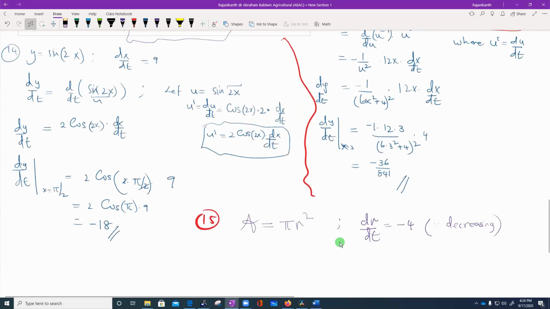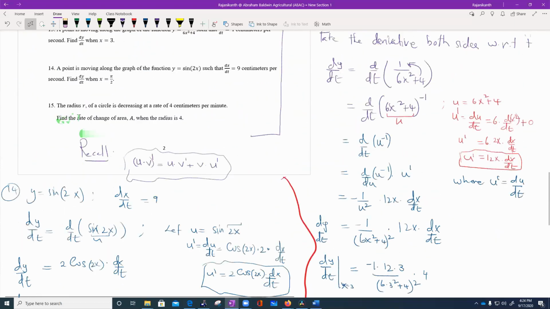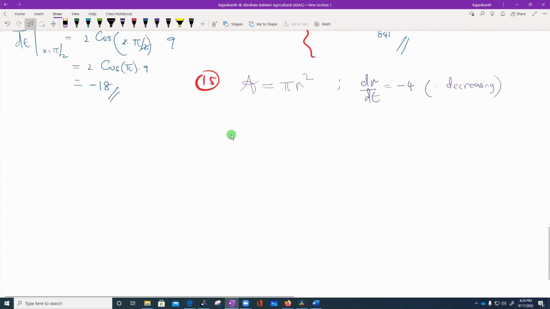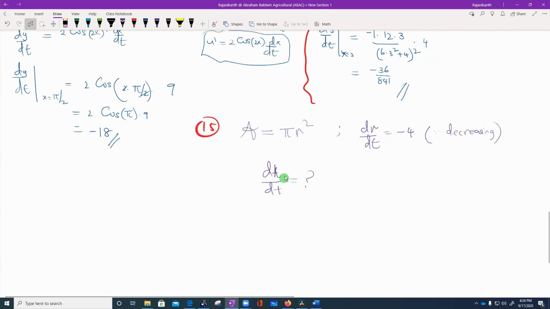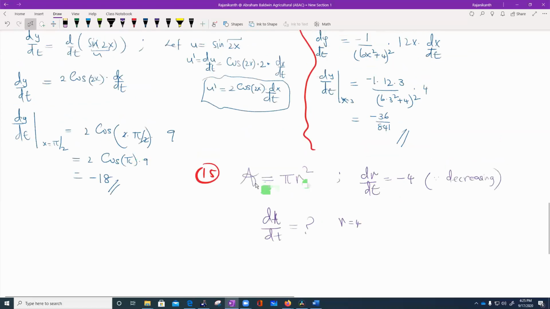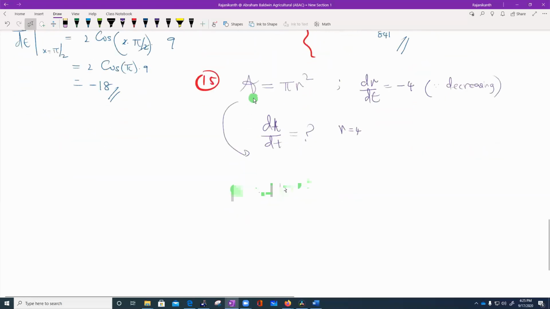So now this is given. Now the question is, what do you need to figure out? Find the rate of change of area. That means you need to find dA over dt. Rate of change means you are talking about with respect to time. They're asking, what is dA over dt when the radius is 4? You need to figure this out when radius r is 4. But we know the rate of change of the radius is -4. Like earlier, simply take the derivative with respect to t in this equation. So if you take the derivative with respect to t, dA over dt is d over dt of pi r squared.